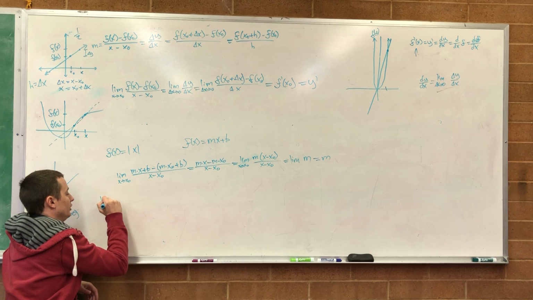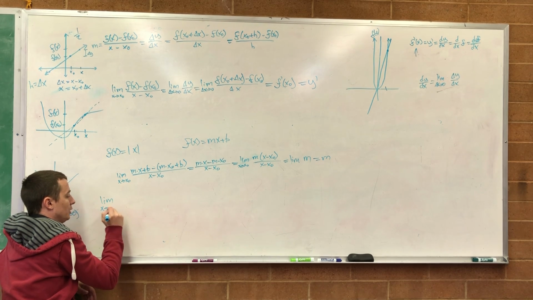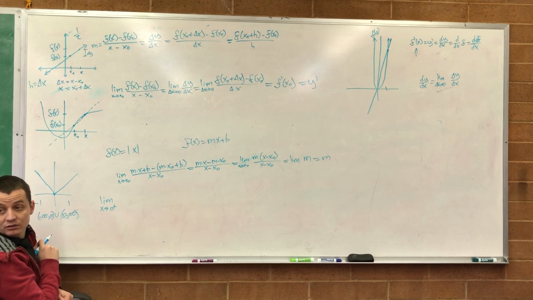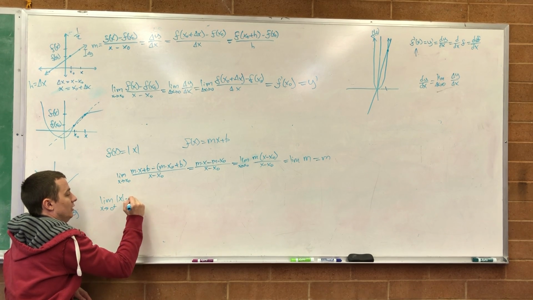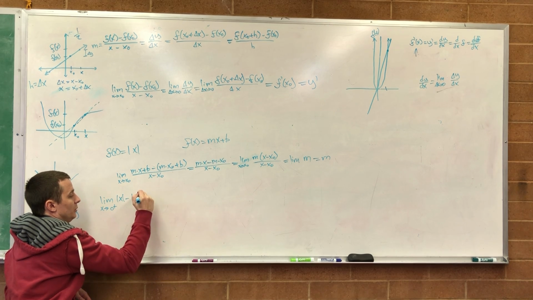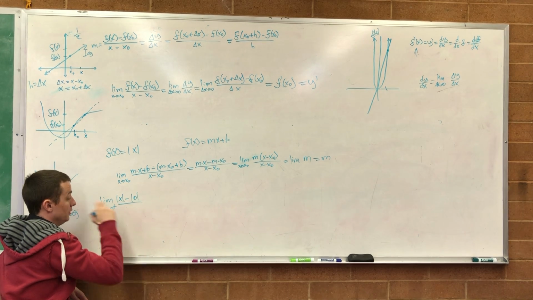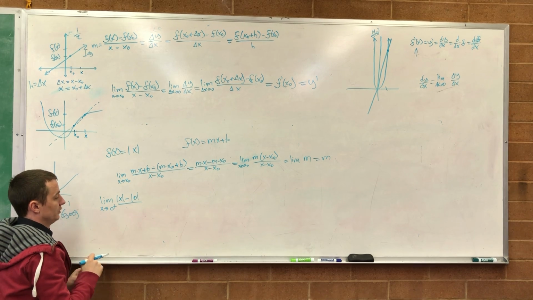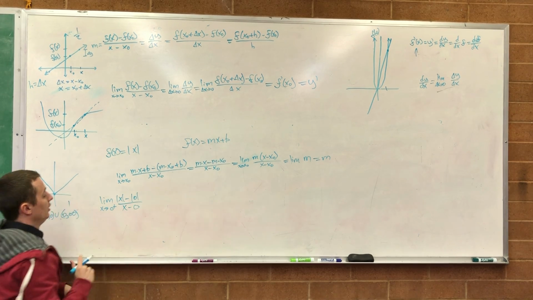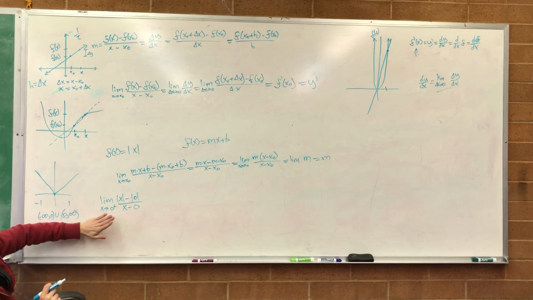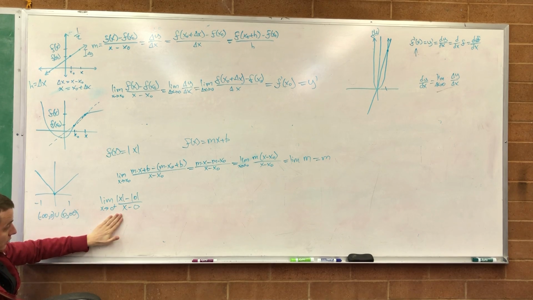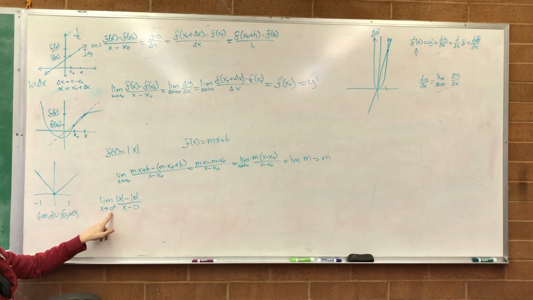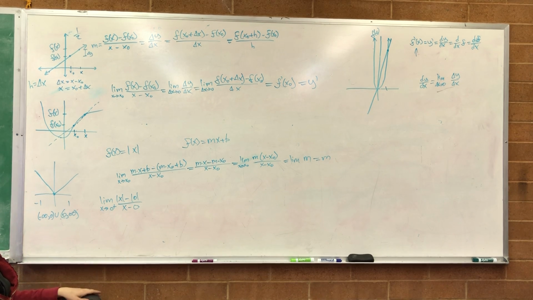So now we're going to look at the limit as x approaches 0 from the right of absolute value of x minus absolute value of 0, all over x minus 0. You see how this was just using the same formula? It's just that now our particular point was 0. So hopefully you don't get lost when we suddenly put our actual number in there again.